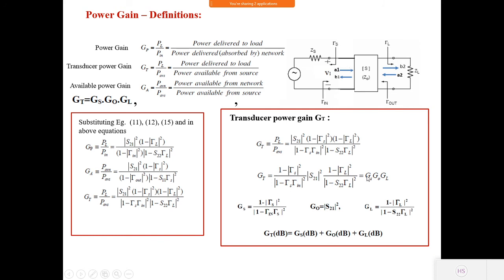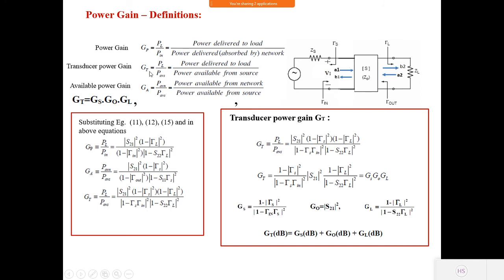So here we have GS, G0 and GL. What is this power gain? The transducer power gain, PL by PAVS. The higher the value of GT, the greater PL is than PAVS, for example greater than 1. GT may be 10 or 100. GT equal to 10 means PL is 10 times greater than PAVS.